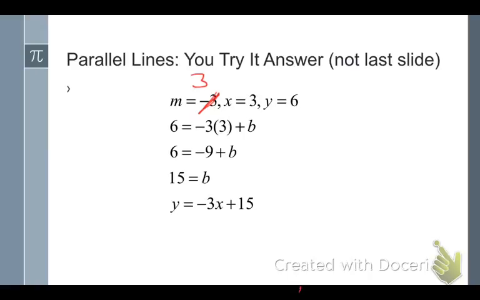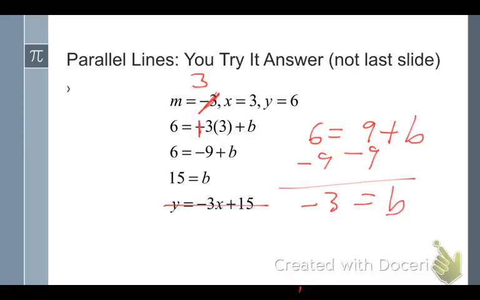So this becomes a positive 3. So I get 6 equals 9 plus b. I subtract 9 from both sides, and I get negative 3 equals b. So this answer should be y equals 3x minus 3.